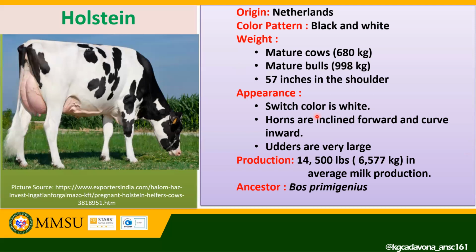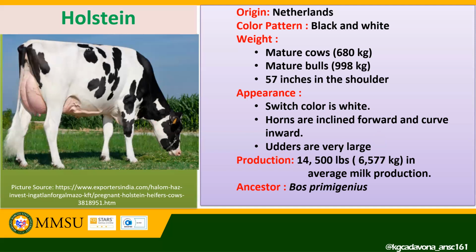Then also, aside from its color, the appearance of Holstein, yung switch or yung tail niya is actually white in color as you can see in the picture. Then the horns are inclined forward and curved inward as you can see in the picture also.